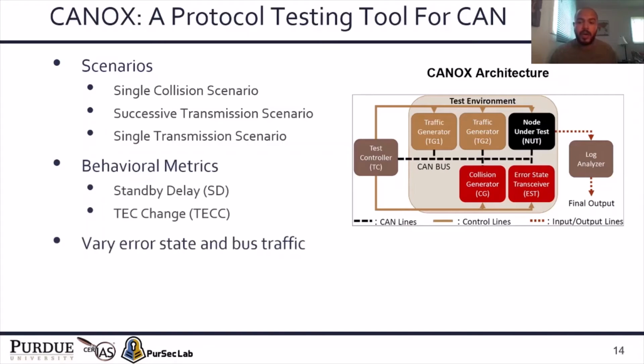Within each scenario, NUT is operated once in the error active state and once in the error passive state. Further, within each scenario, we vary the bus load and traffic priority. If NUT's logs show significant behavioral differences between states, the log analyzer flags the scenario as possibly vulnerable. Using CANOX, we were able to unveil three important vulnerabilities.